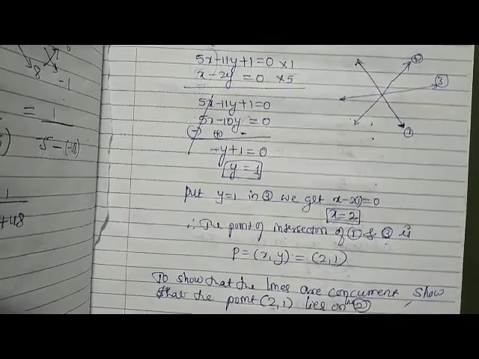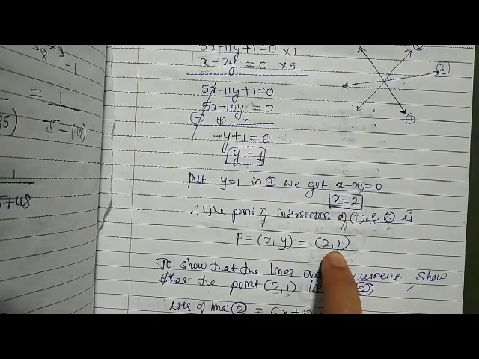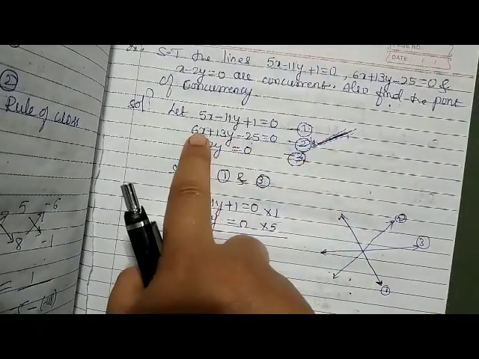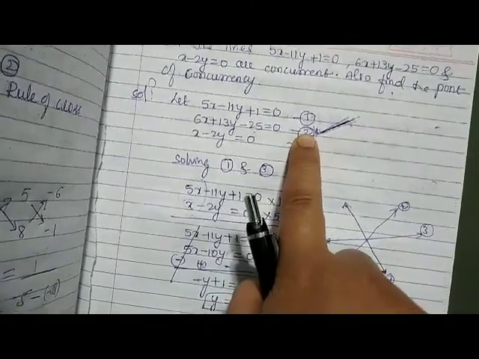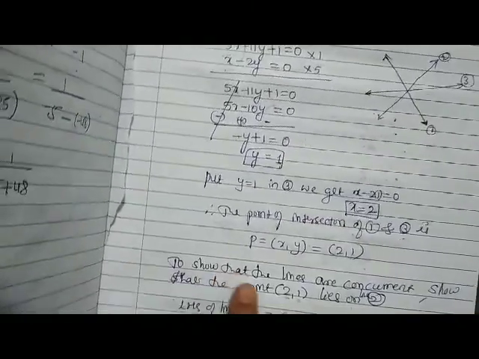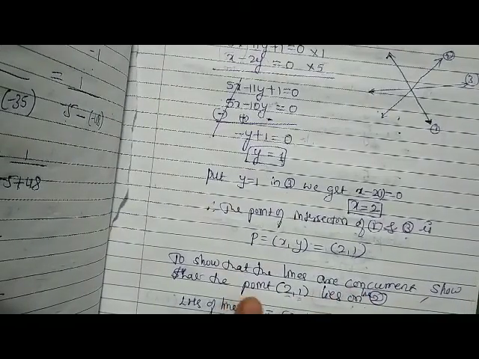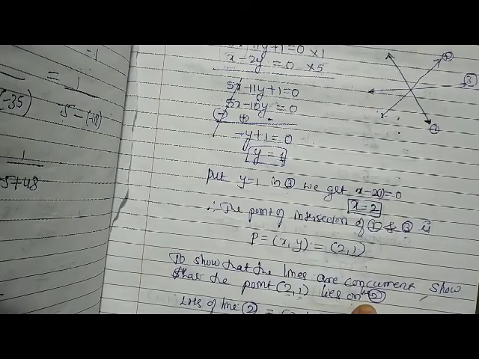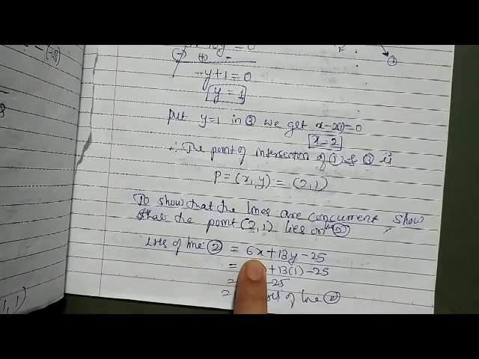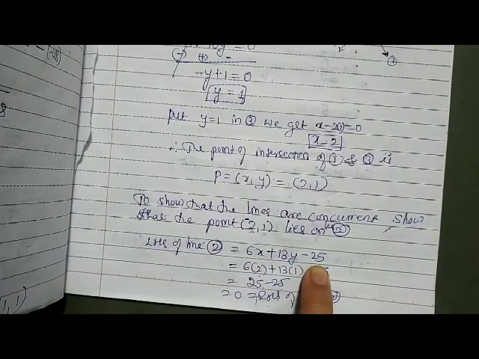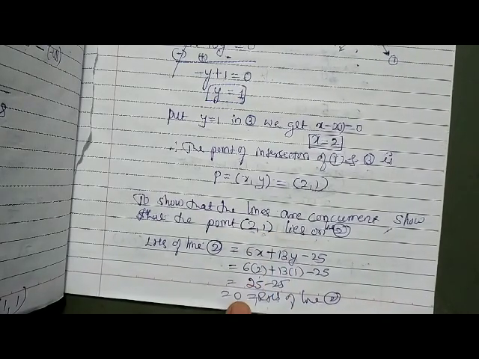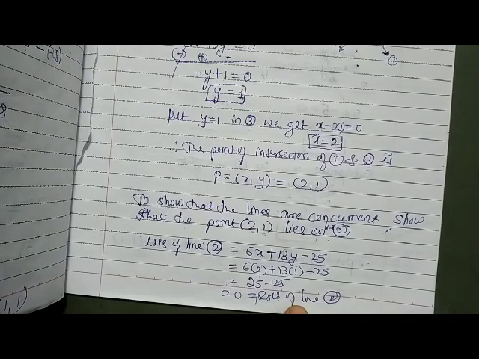Next, what should we do? Substitute that point in the remaining line. We solved 1 and 3, so which is the remaining line? The second line. So in order to prove the lines are concurrent, show that the point (2, 1) lies on the remaining line, that is line 2. Consider the LHS of line 2, that is 6x plus 13y minus 25. Put x is equal to 2 and y is equal to 1. Therefore we have 0, which is the RHS of line 2.